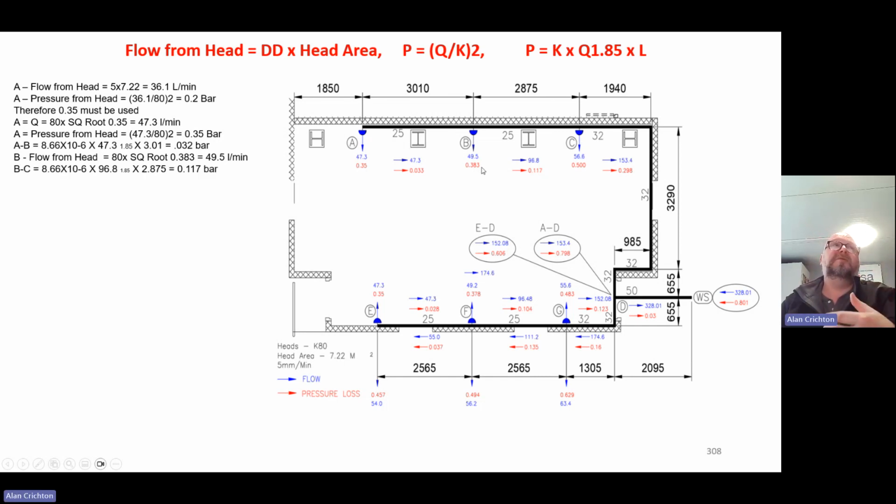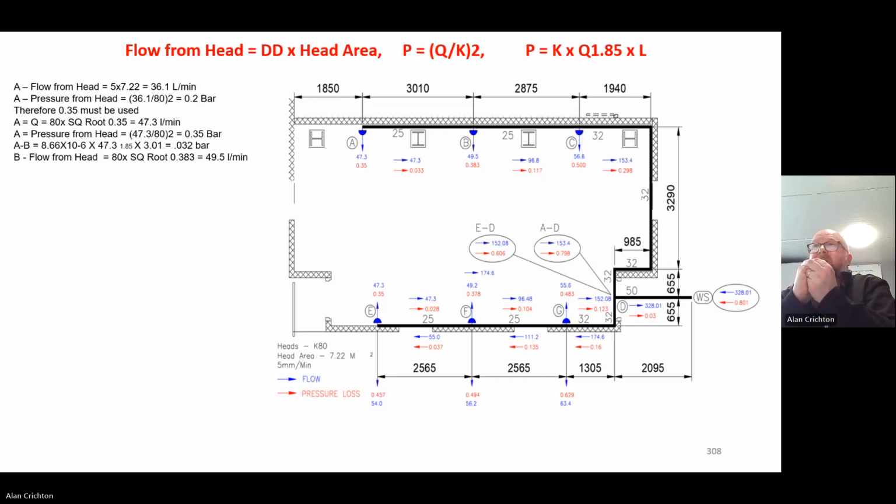When we work out the flow from that head, it is 80, which is a K factor, times the square root of the pressure. So the actual flow from head B is 49.5.